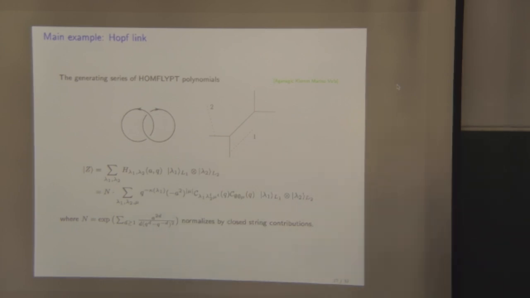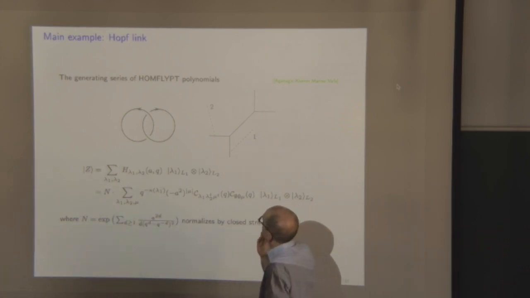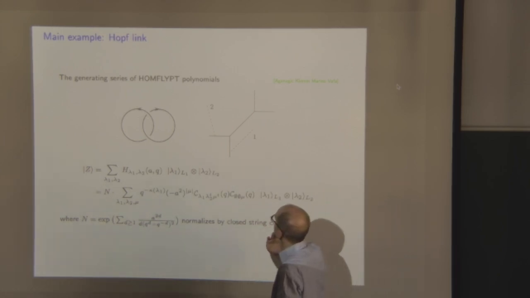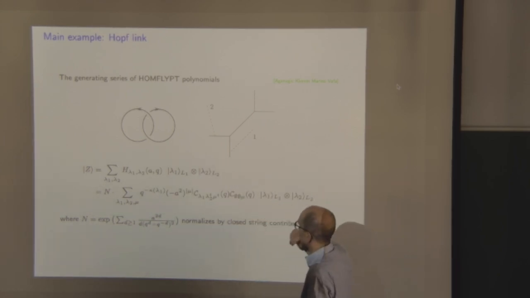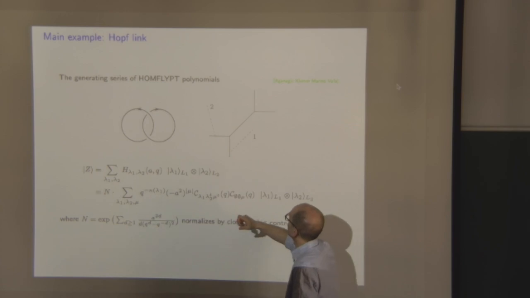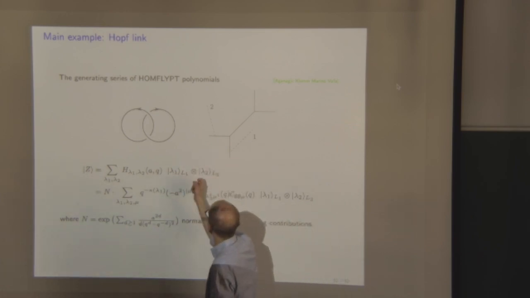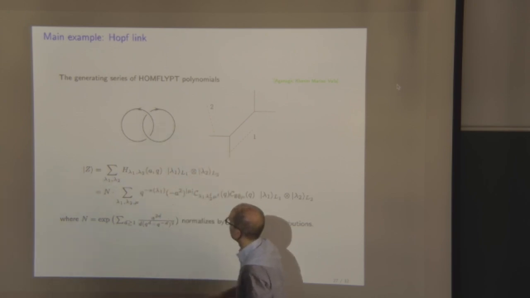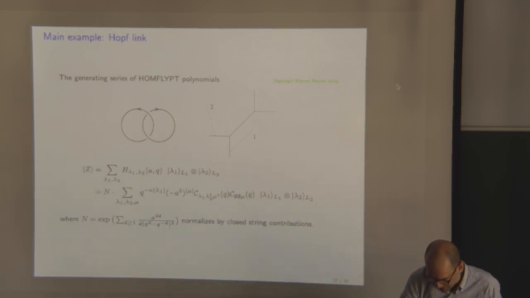So the Hopf link. The Hopf link is uplifted into the Ooguri-Vafa setting as two Lagrangians in the resolved conifold, shown here. And so the Hilbert space is then the tensor product of the Hilbert spaces on the two boundary tori, and the partition function, or the quantum state of the brane, is given by the HOMFLY polynomials.